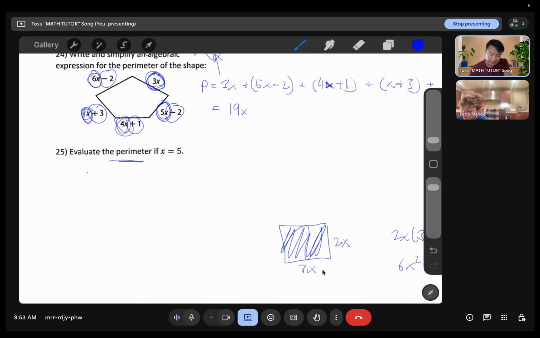So what you do is you take the 19x that you've got. You could even copy with the P if you want. P equals 19x that you got from 24, and then continue with it. When it's 19x, it means the same thing as 19 times x. Therefore, it's going to be 19 times 5 because they want you to use x being 5. So here it is. And then you multiply it, and whatever that is, it's going to be your answer.